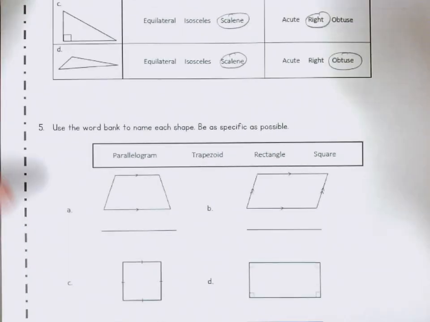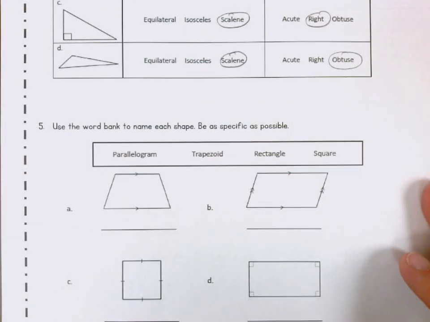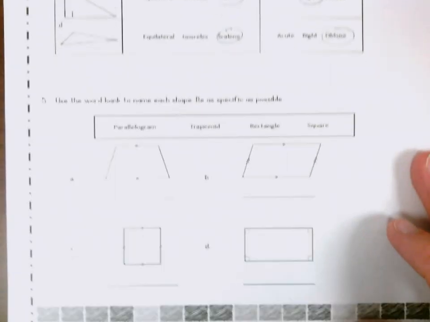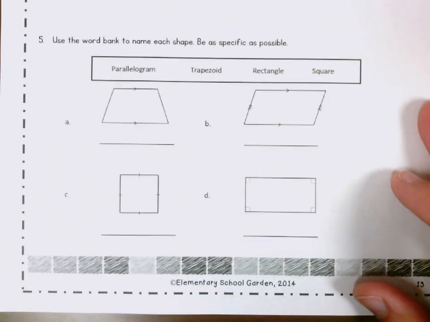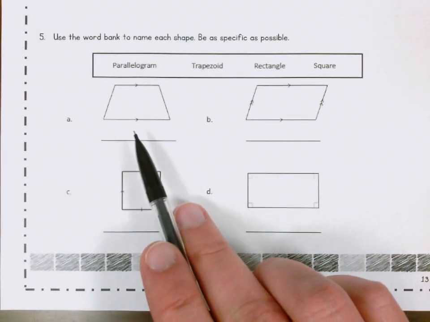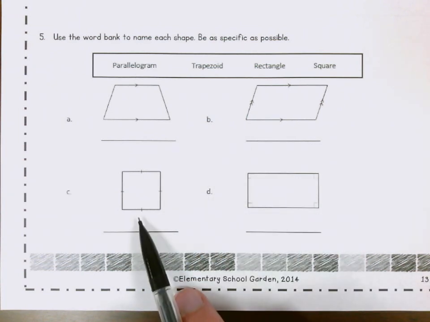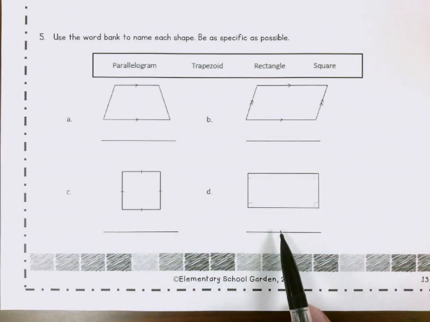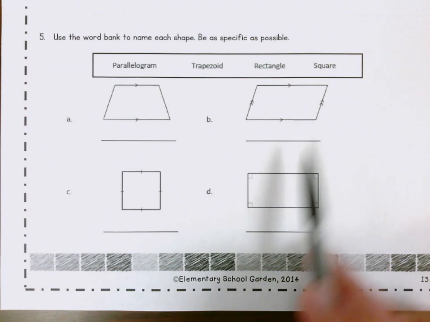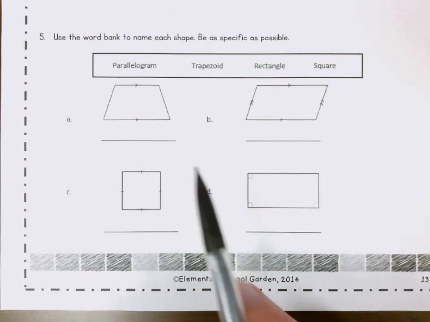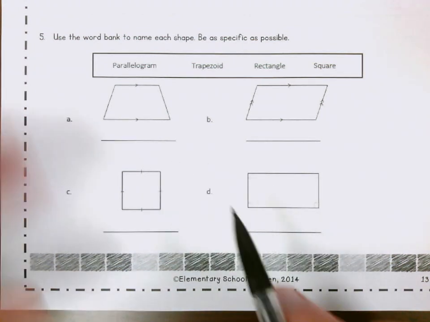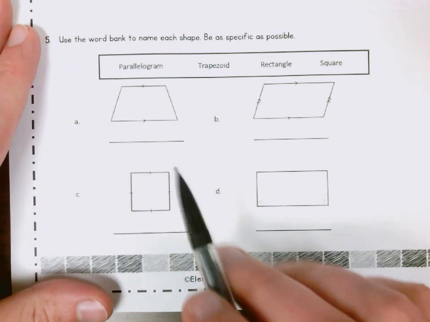Use the word bank to name each shape. Be as specific as possible. And that's important because we know that I could say quadrilateral, quadrilateral, quadrilateral, and quadrilateral, and I'd be right because they're all four-sided figures. But they're different too. And what makes them different is what gives them their unique names.